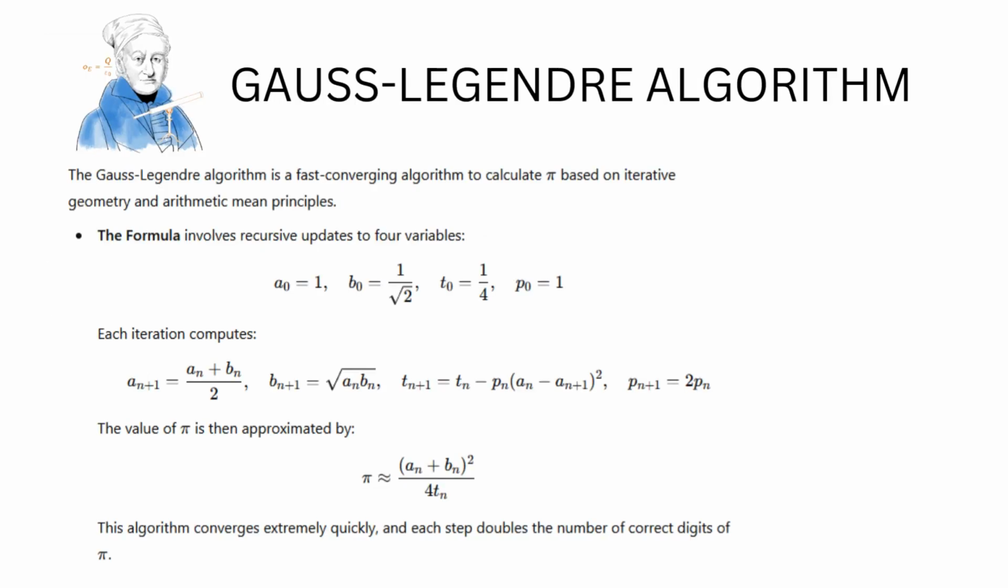Gauss-Legendre algorithm is similarly confusing and accurate. It includes 4 variables derived from series a, b, t, and p, with the first term of a and p being 1, t being a quarter, and b being 1 over root 2. Each iteration is very complex, and each iteration intertwines each series together. Pi is then approximated using a complex combination of all of them. Pause if you want to read out the exact equation.